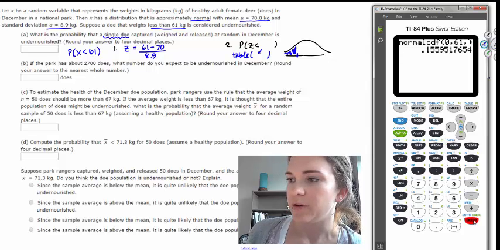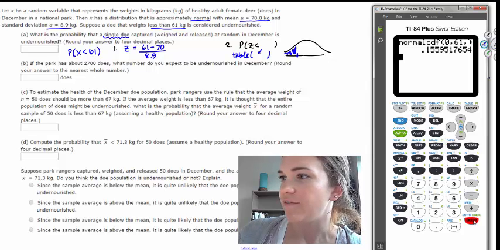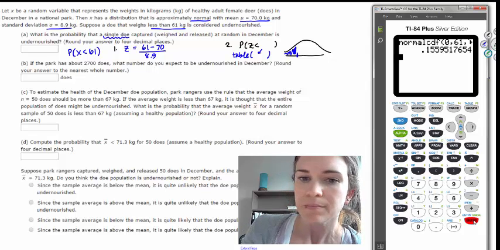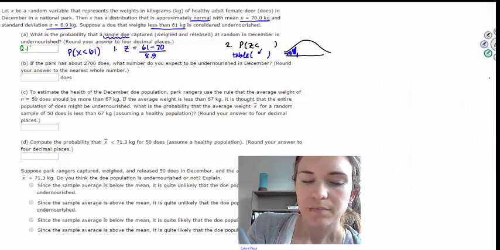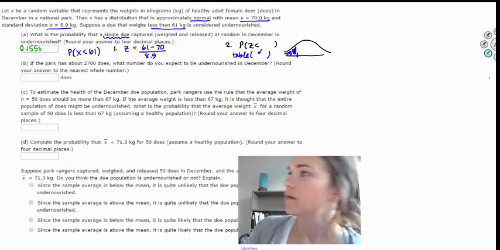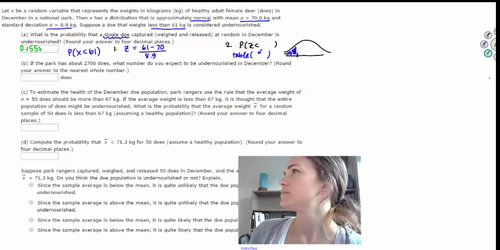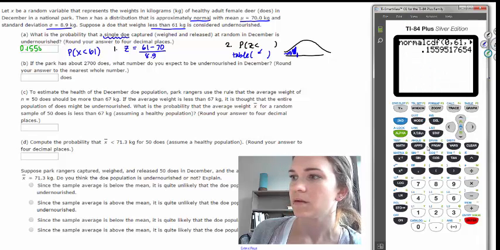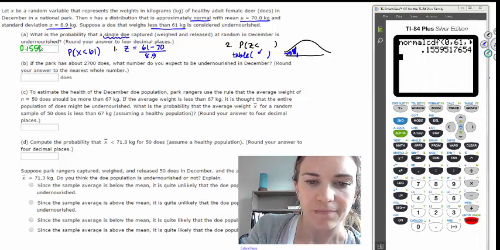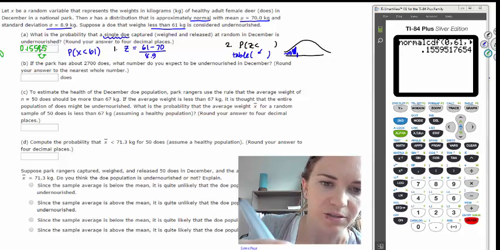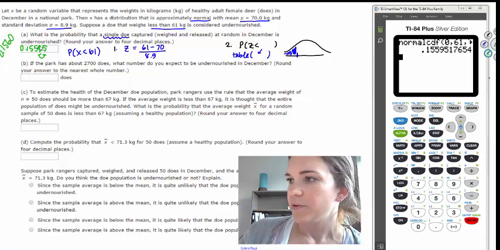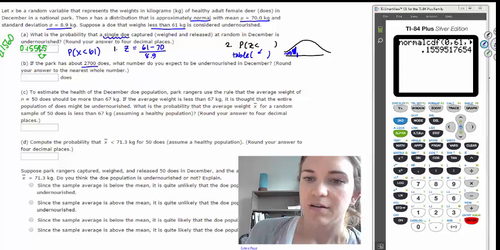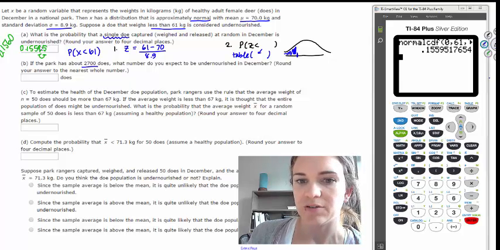So this probability is 0.15559. But if we look next door to the 9, that would make the 9 round up, so the probability is 0.1560. If the park has 2,700 does, what number do we expect to be undernourished?